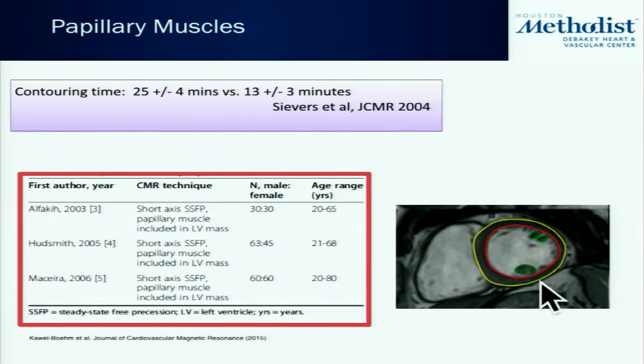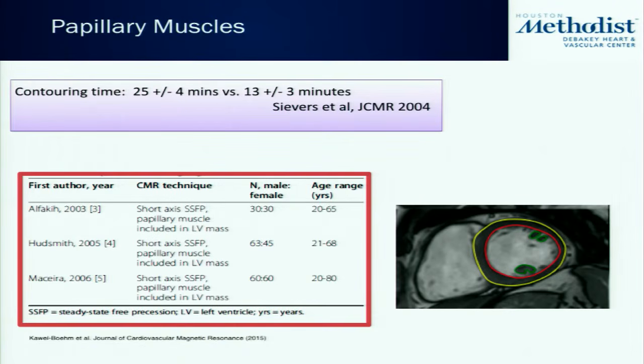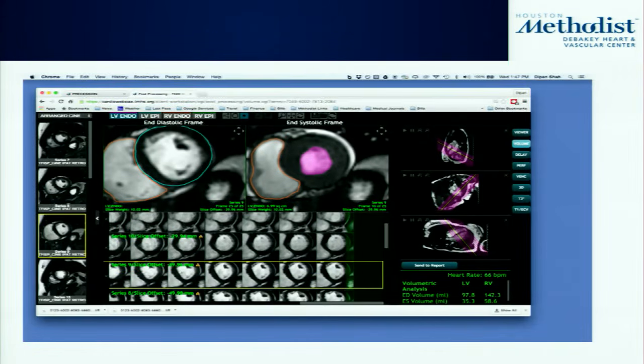So the preferred way that we like to do it, and this is based on the fact that most of the normal values that we have for LV volumes and EF are based on excluding the papillary muscles. So I'll show you now the way that our post-processing tool works right here.